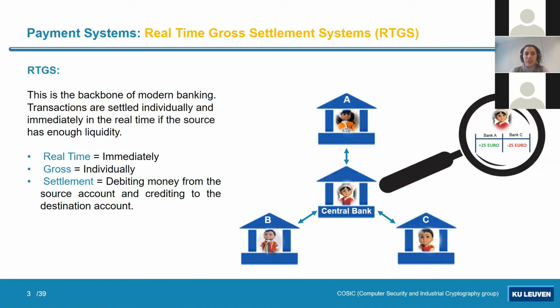Okay, what does RTGS mean? RT stands for real time, which means immediately. G stands for gross, which means individually, and S stands for settlement, which means debiting money from the source account and transferring it to the destination's account. RTGS systems are widely used in modern banking.